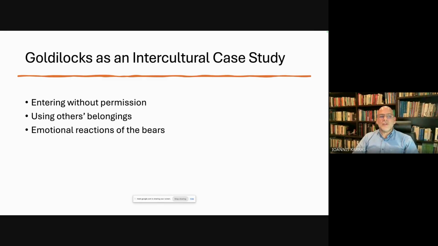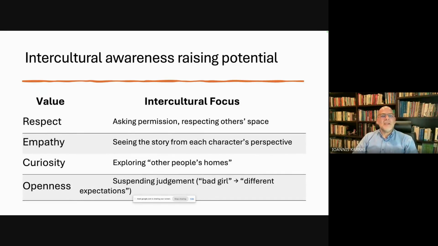So Goldilocks as an intercultural case study, you know, we can focus on things like entering without permission, using others' belongings, and just the emotional reactions of the bears. Here I've put in a table to see how we can take some of the aspects we talked about, for example, respect, empathy, curiosity, and openness, and connect them to an intercultural focus regarding the fairy tale. So when it comes to respect, for example, asking permission, respecting other space, empathy, seeing the story from each character's perspective.